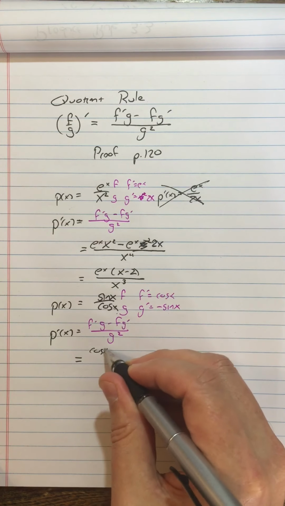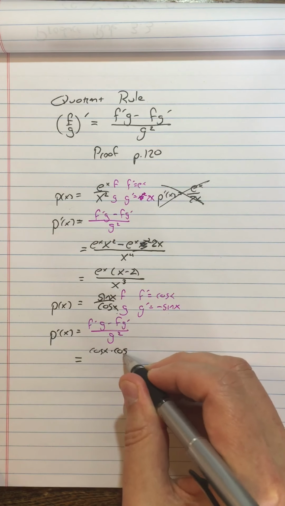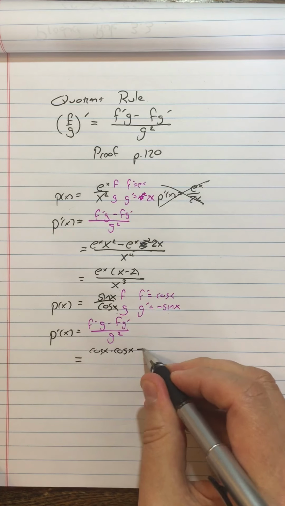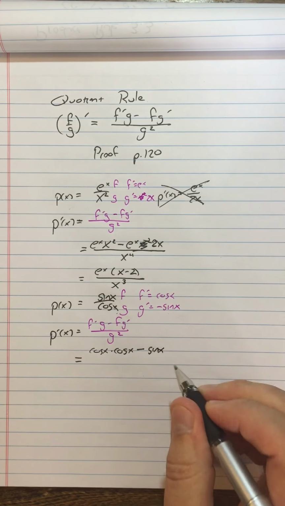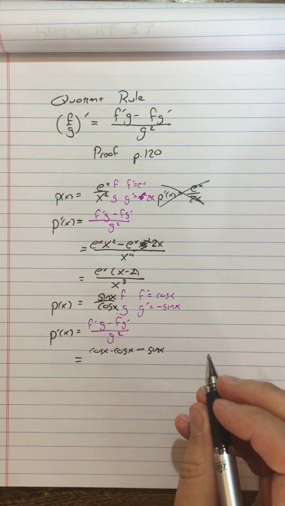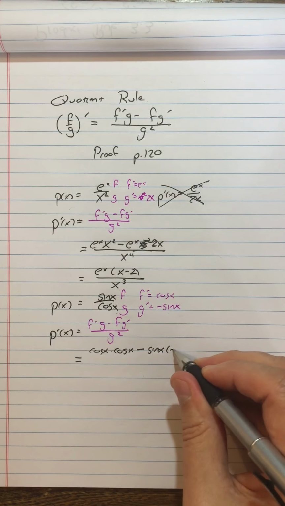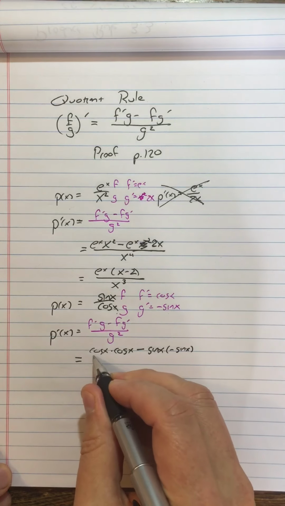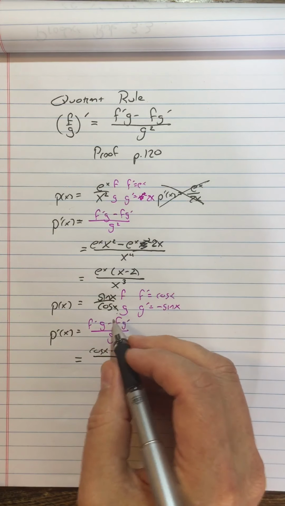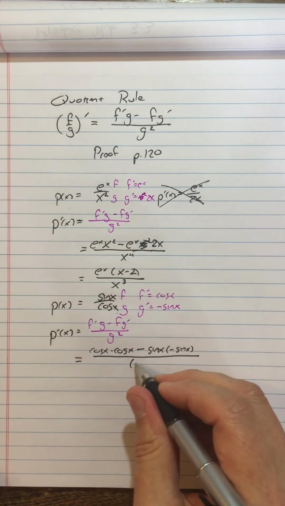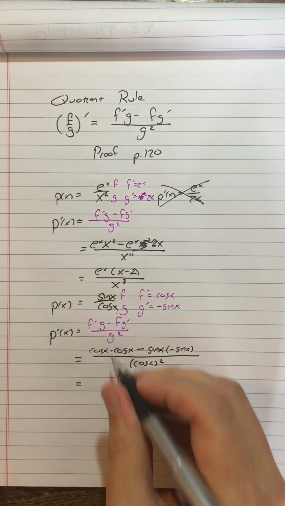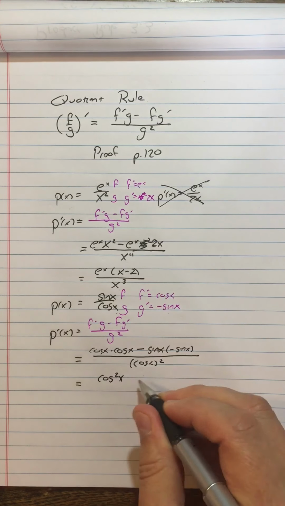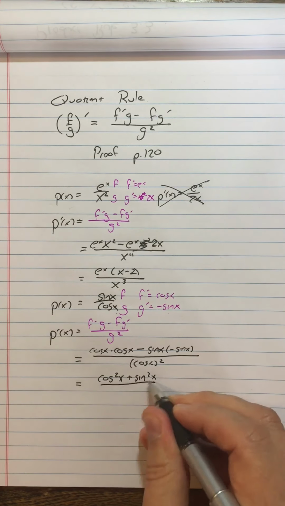So I'm going to have cosine x for my f prime times cosine x for my g, and then minus f, which is sine x, times g prime, which is negative sine x. So times negative sine x. That's interesting. And then over my g of x squared, which is cosine x squared. Okay, so this one simplifies a lot because I've got cosine squared, and then minus negative, that's going to be plus sine squared over cosine squared.